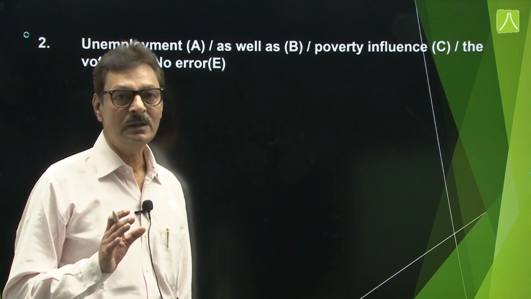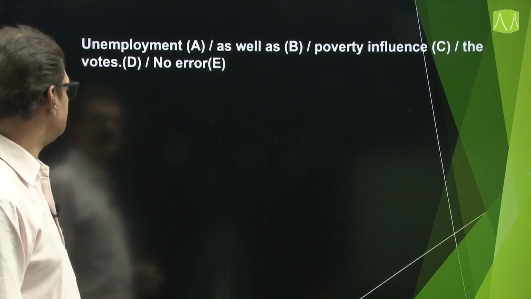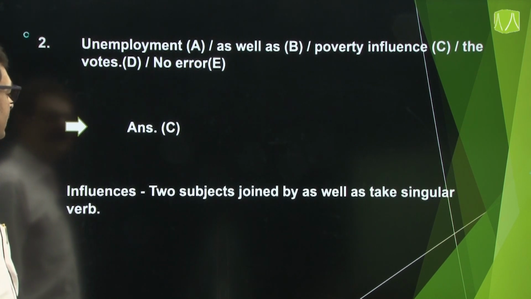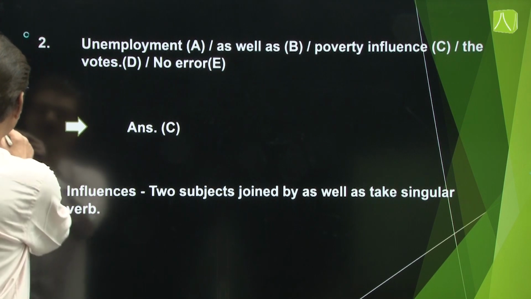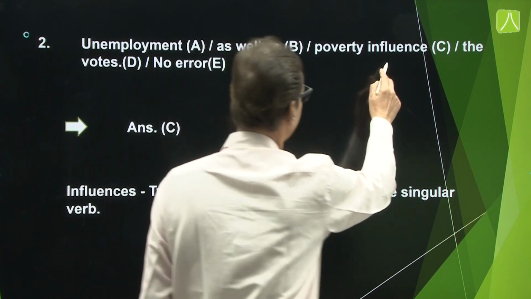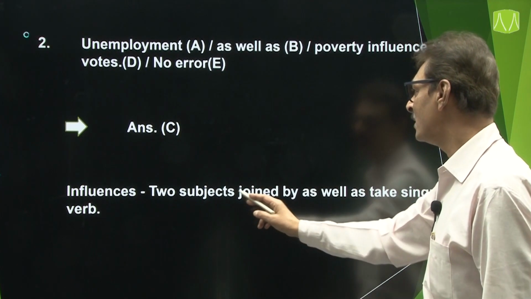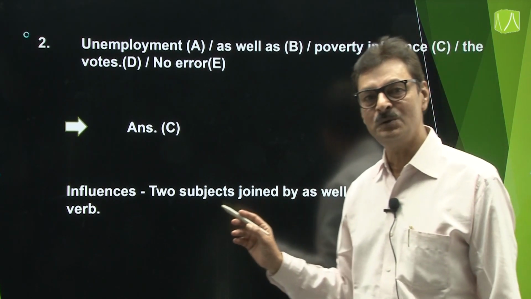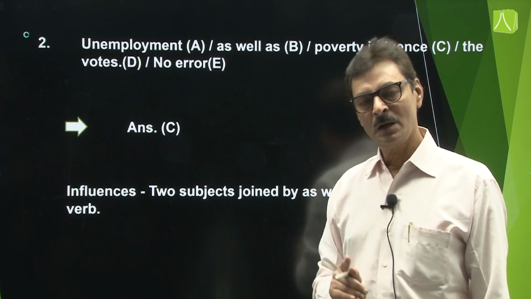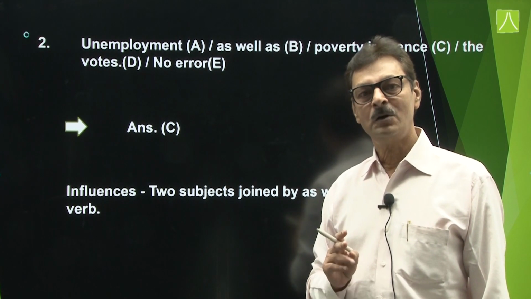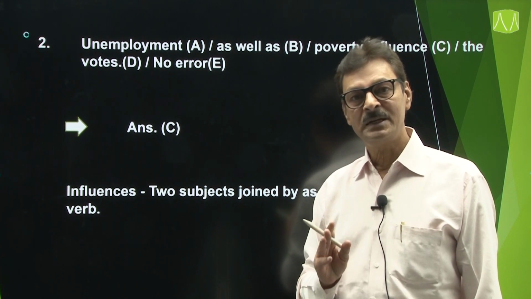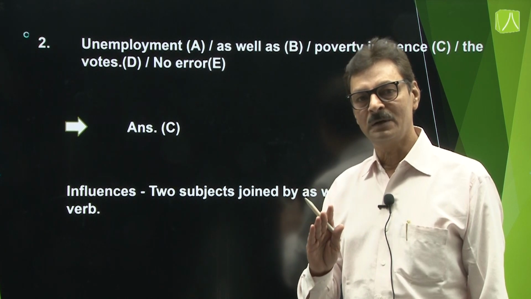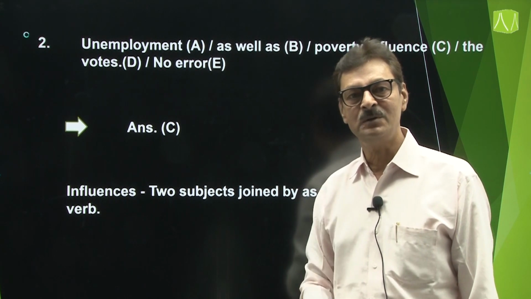So where do you feel the error is there? The error is in part C. And part C के अंदर error क्या है? Again it is related to the verb. It should be influences, not influence. ये जो influence है, this should be influences. Two subjects joined by as well as take singular verb. Yes, we have done this rule, subject verb agreement, not only but also, either or, neither nor. They always agree with the subject nearest to it. Others straightway go with the earlier one. And as well as के संग हमेशा singular लगेगा.